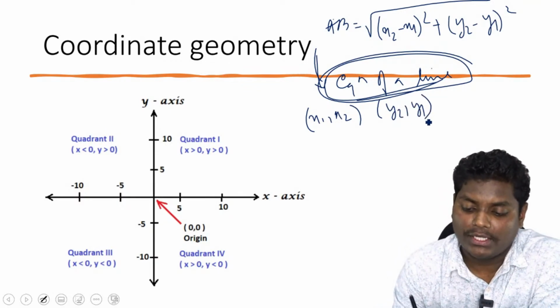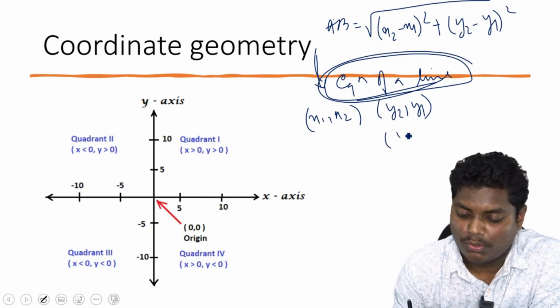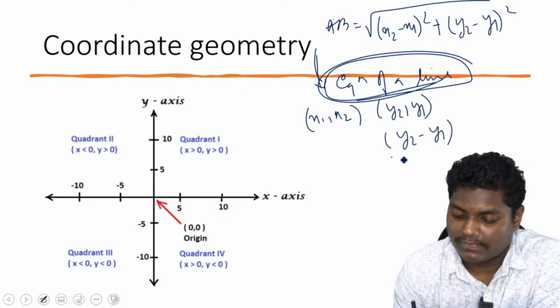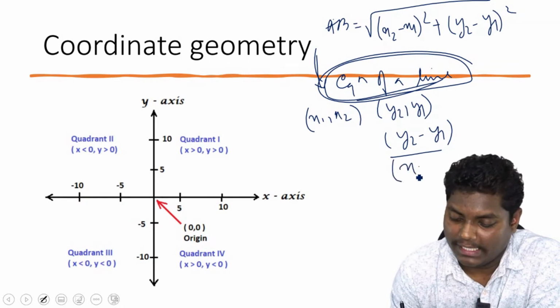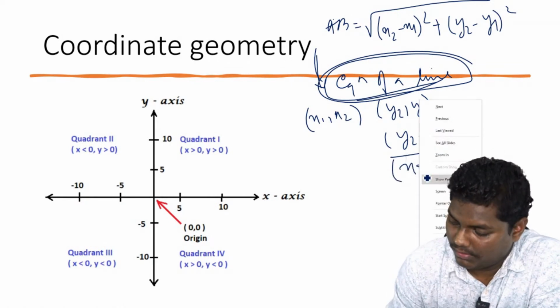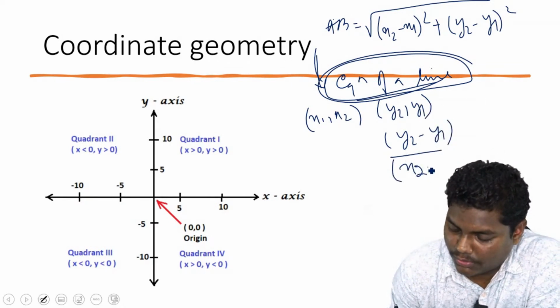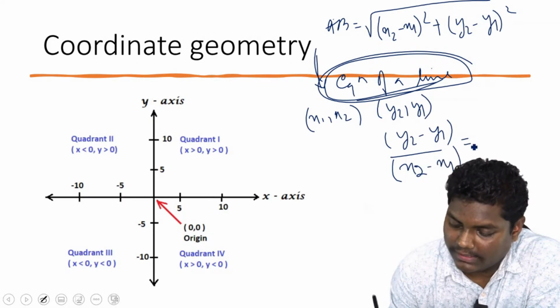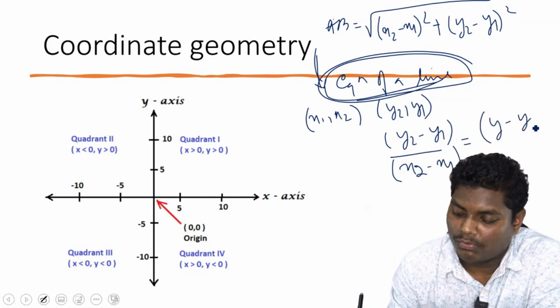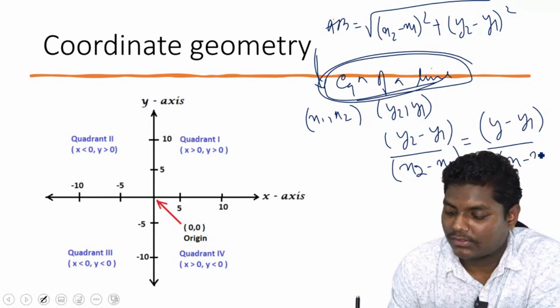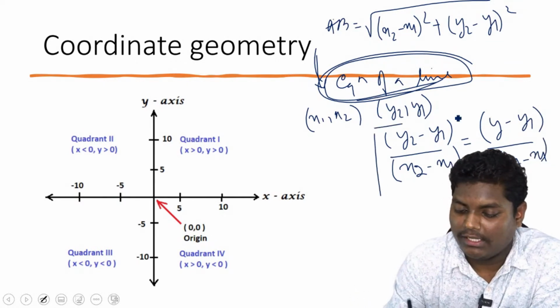So how can we do it? We can just do (y2 minus y1) upon (x2 minus x1) is equal to (y minus y1) upon (x minus x1). This is the formula that we can use if we are having 2 points.